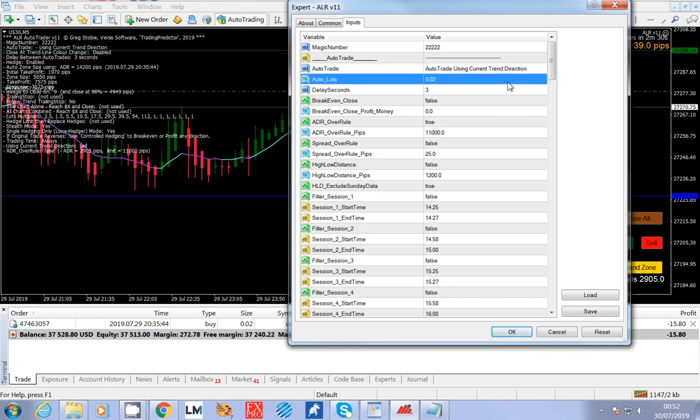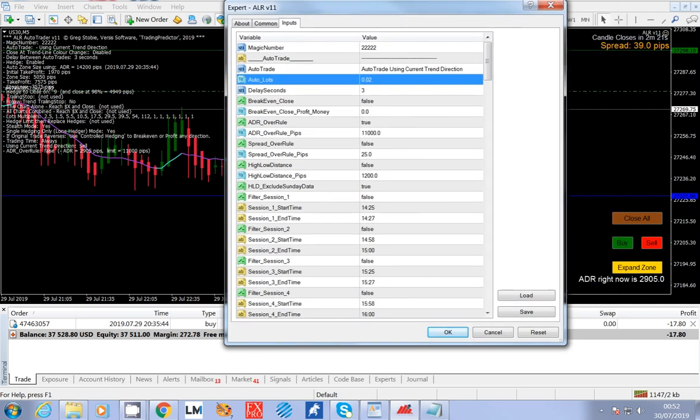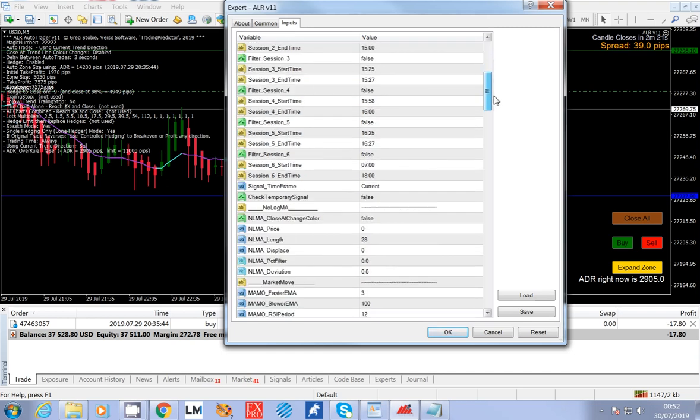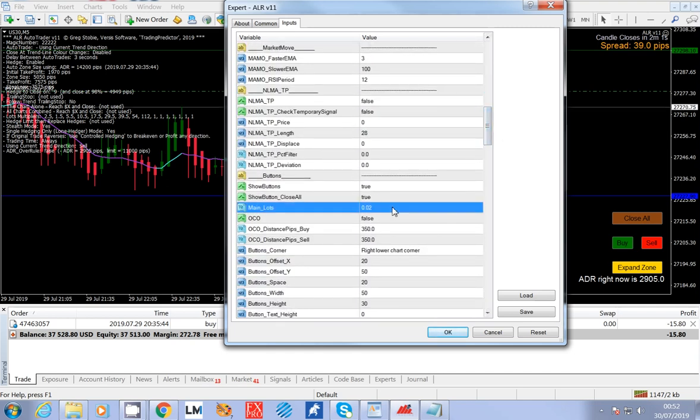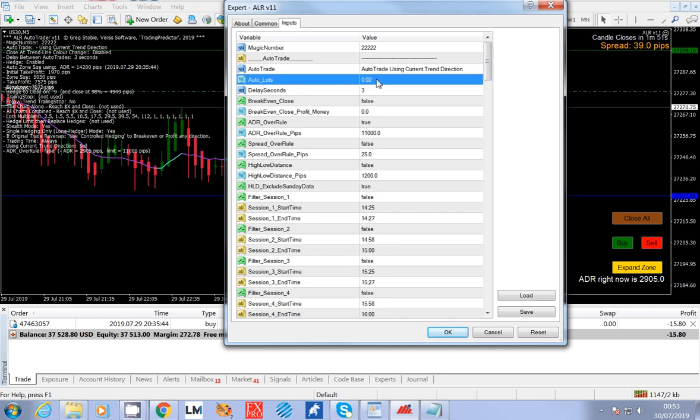So okay, auto lots. This is where the auto trade lot size is set. If you place a trade manually by using the buy and sell buttons, the ALR will use the settings in here to take that trade to profit by hedging its way out if necessary, and it will use down here the main lots size. That's where you put the size for the manual buy and sell. That's the lot size there for that. If you change this one, then the ALR uses that more when it's auto trading.